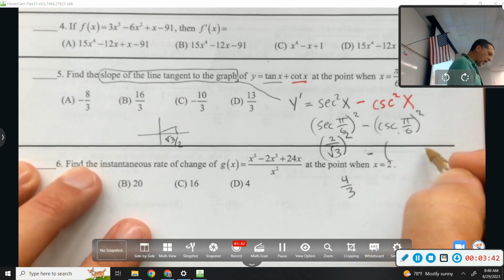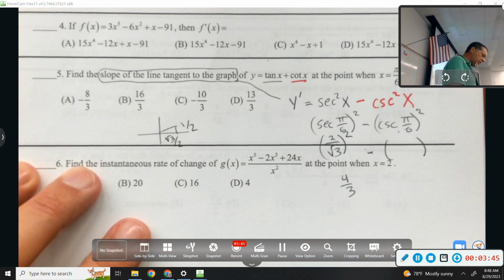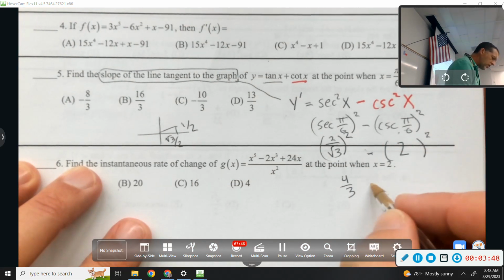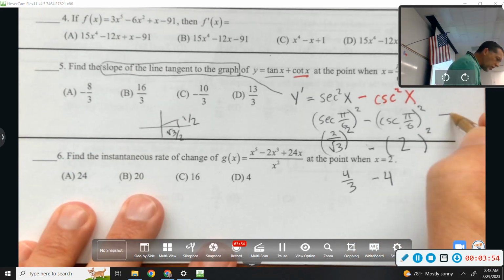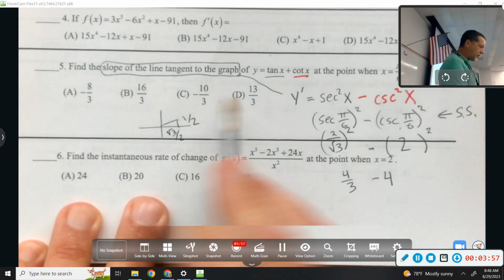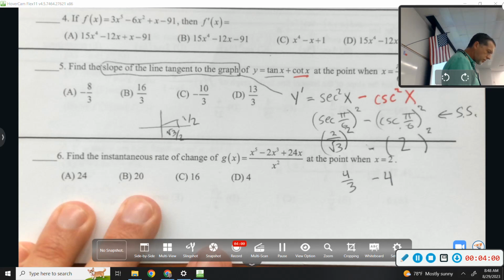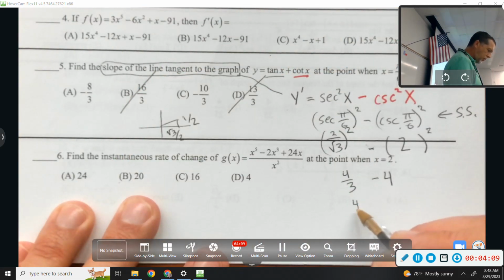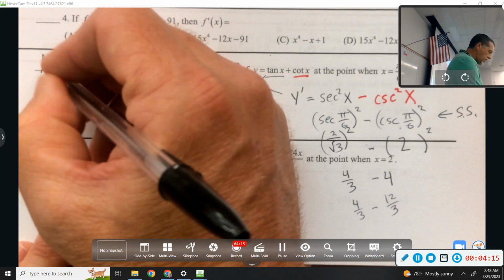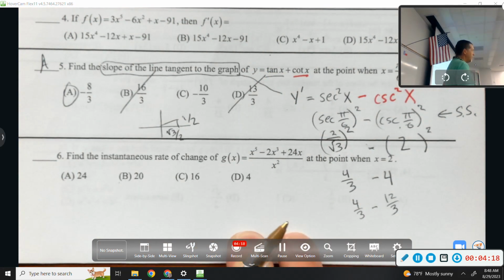Cosecant is the flip of sine. Sine of pi over 6 is a half, so I flip that, I get 2. 2 squared is 4. So that's a safe stop answer. Actually, all the way back here was a safe stop answer. But obviously, multiple choice wants us to clean that up. 4/3 minus 4. It's definitely going to be negative. So let's see, 4/3 minus 12/3 is negative 8/3. A little bit of calculus, a little bit of trig, a little bit of fractions.